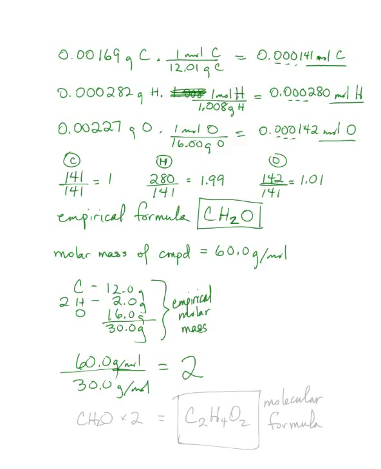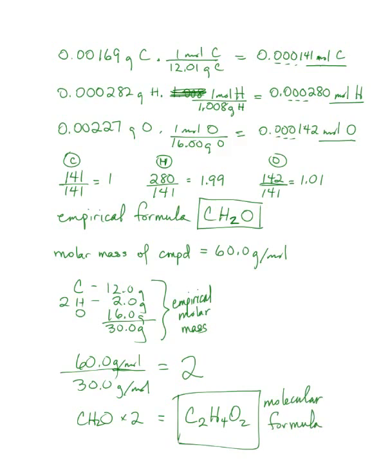So we're going to take CH2O times 2, because there's twice as many of everything. So that would be C2H4O2. So this, yay, we are finally to the answer. This is our molecular formula.